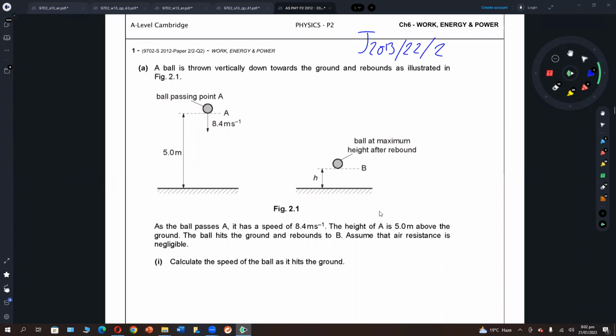Last time we were doing some newer questions, and this is a bit older one. This is June 2012, paper 2, question number 2. A ball is thrown vertically down towards the ground and rebounds as illustrated in the diagram in the question.